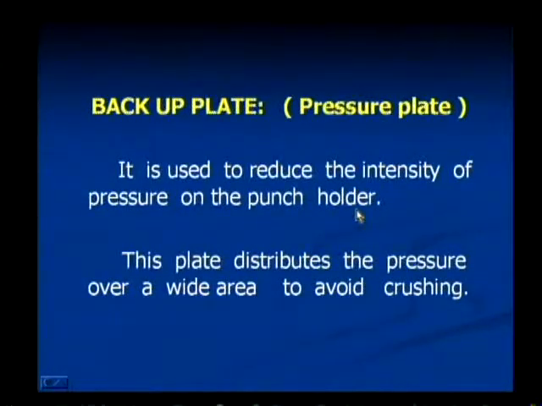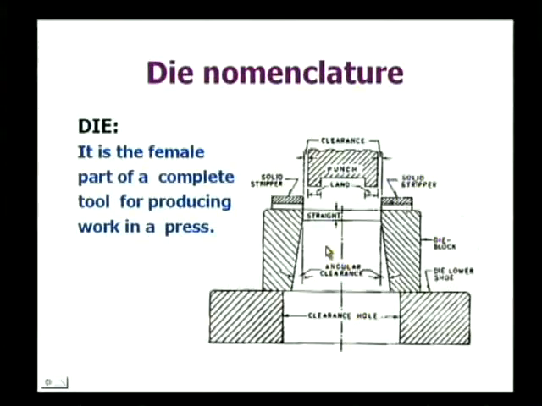So, as the whole force is transmitted through the punch, unless sufficient precaution is taken, the punch may also punch into the holder on the other side. So, to prevent this, a plate is required at the back side of the punch, so as to take up the pressure, distribute it properly and avoid crushing. And now let us discuss the nomenclature of a die.